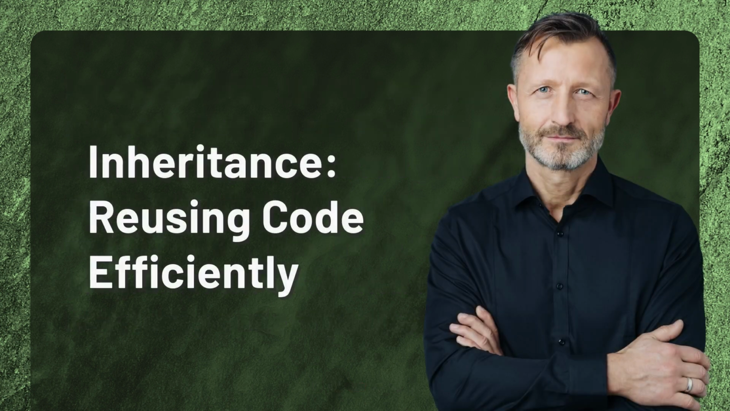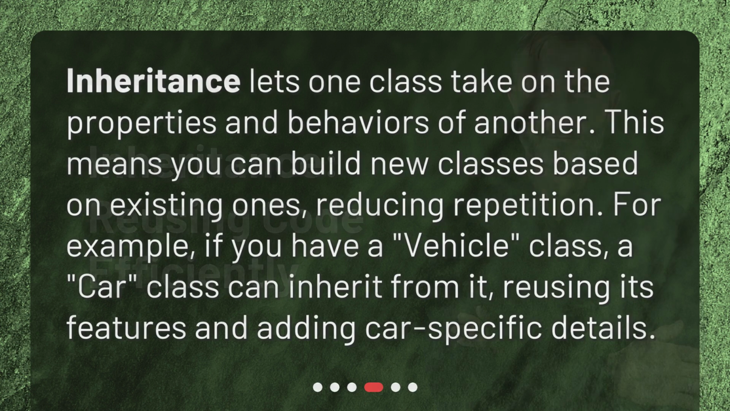Inheritance, reusing code efficiently. Inheritance lets one class take on the properties and behaviors of another. This means you can build new classes based on existing ones, reducing repetition. For example, if you have a vehicle class, a car class can inherit from it, reusing its features and adding car-specific details.